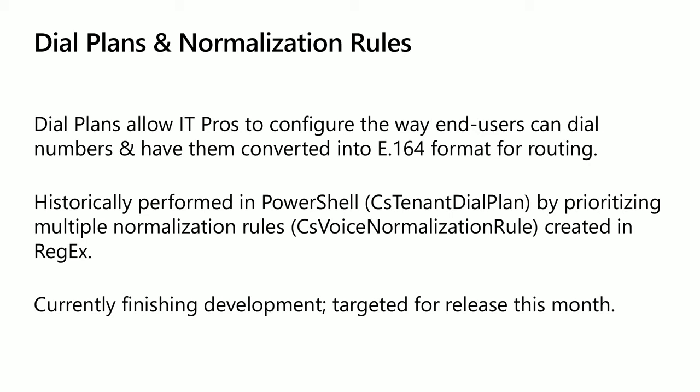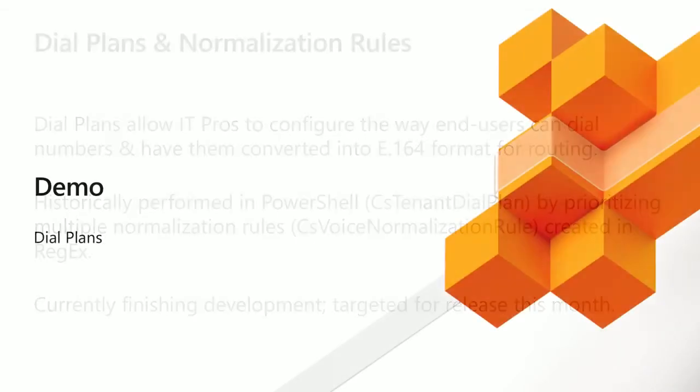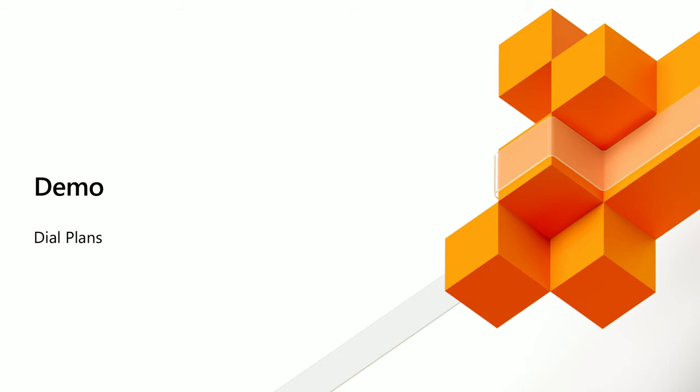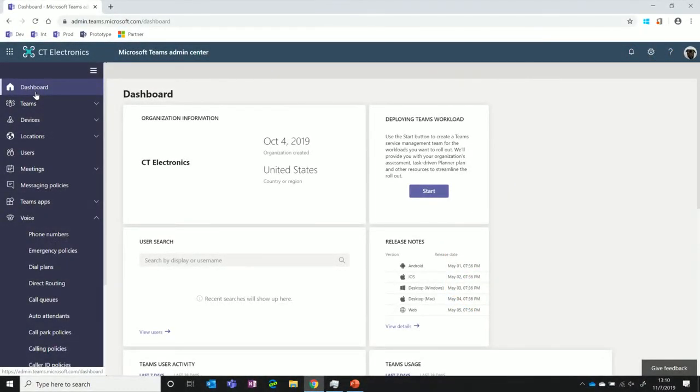Historically, this has all been done with PowerShell, where you create a new CS tenant dial plan object, and then you populate that object with a series of CS voice normalization rules that define the regular expression used to translate the dialed number into something that can be routed. We're currently finishing the development on this, so yeah, we should actually just check it out. This isn't in your tenant yet, as opposed to search and acquire and importing. Those features are available in your tenant. Dial plans is still coming out.